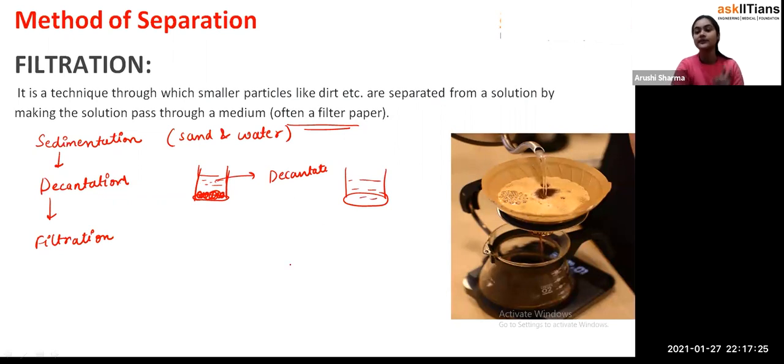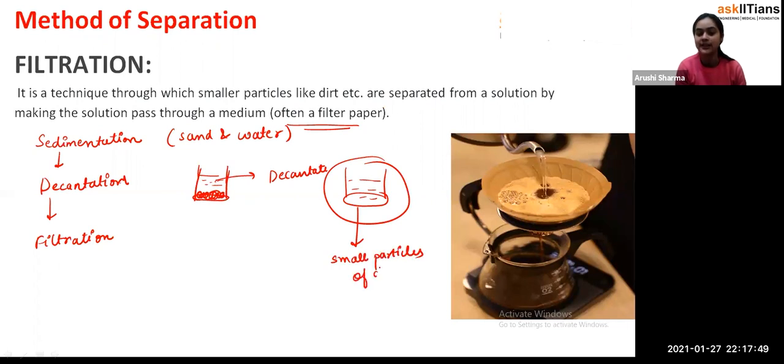That means the transfer of the decanted liquid from one beaker, which has the sand sedimented in it, into another beaker, is called the decantation process. Now the third step. Now this water which has been decanted has some small particles of dirt or something like that. So now it is going to be purified by using the filtration process.